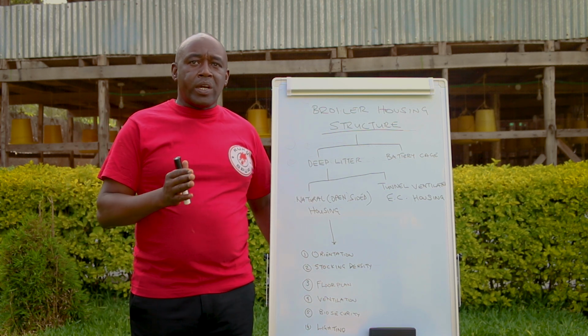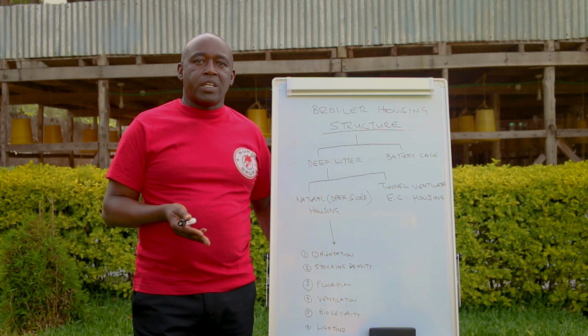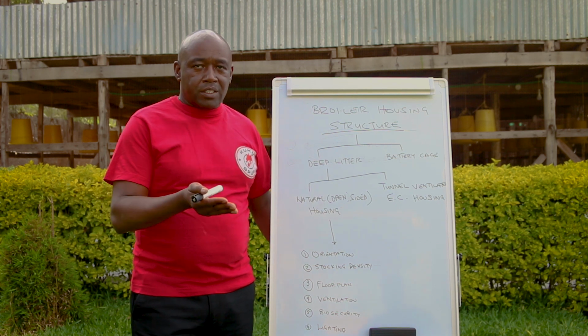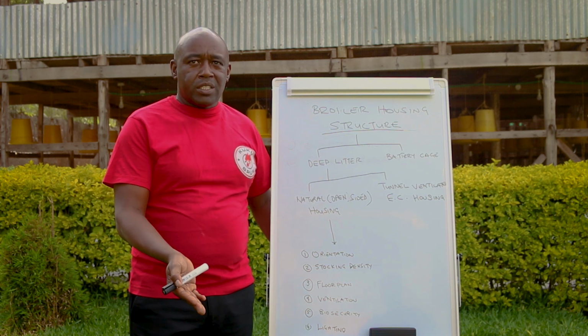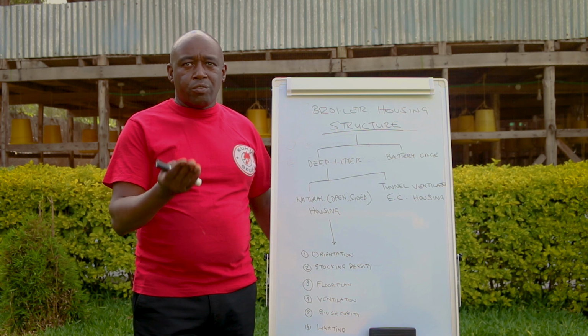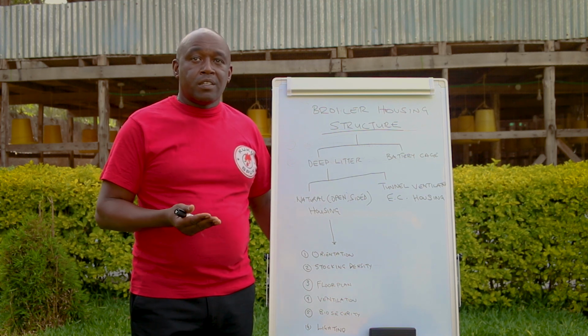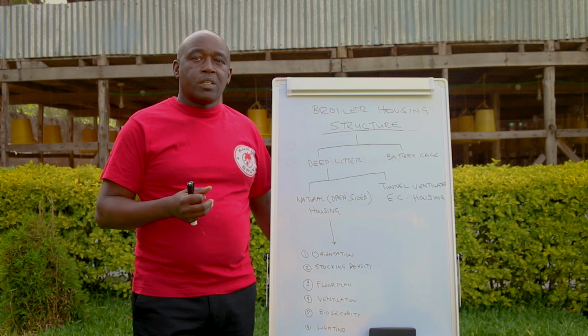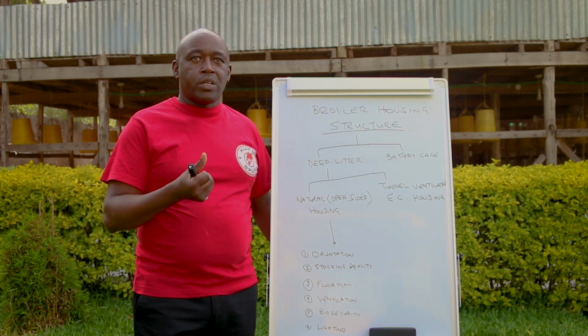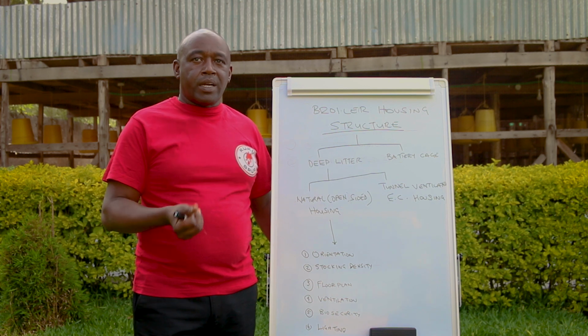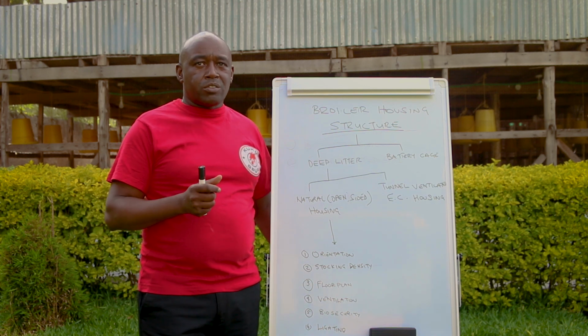The house must be well lit so that birds can be able to identify their own space as day-old chicks, and in their growth phase they must be able to have enough light for them to have the correct bird welfare and grow in the correct manner. So lighting is also very important.